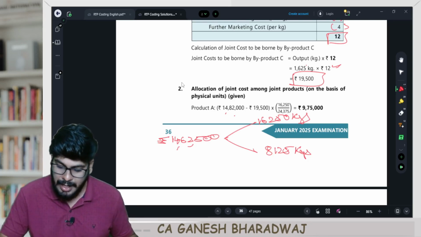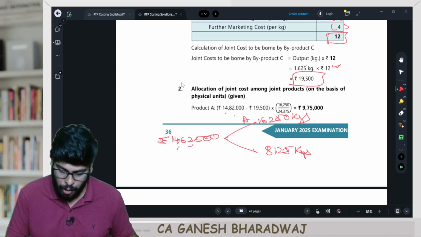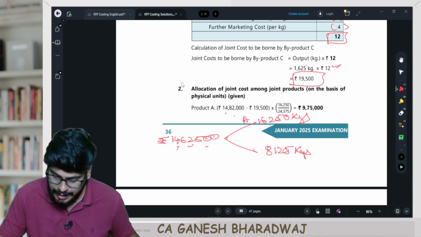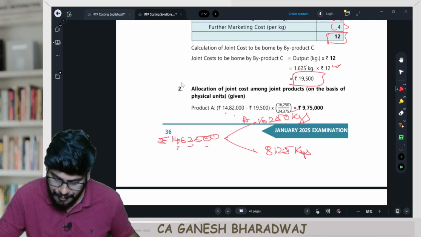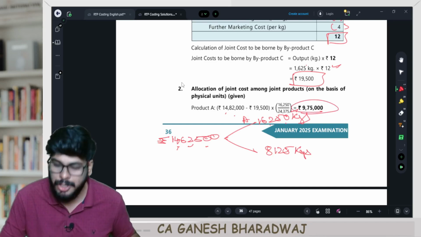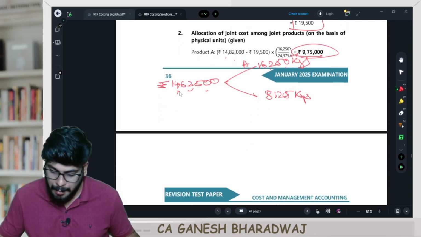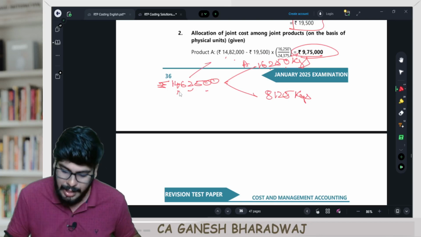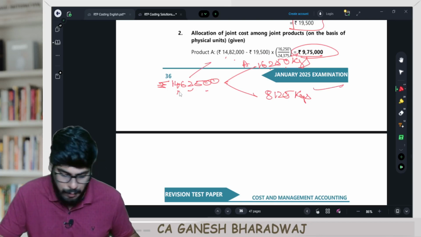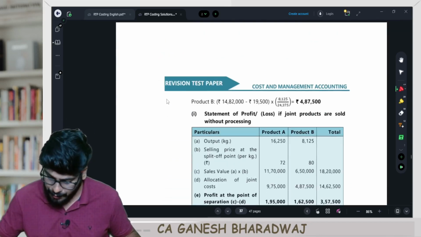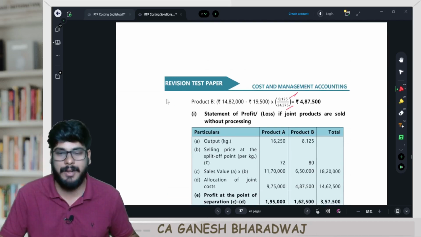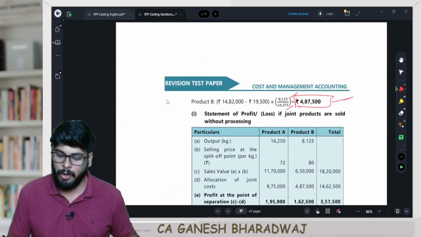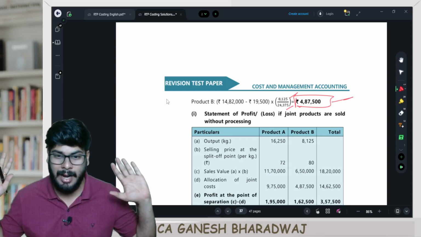So which means A's share of cost is going to be how much? 14,62,500 into 16,250 divided by 24,375, you get how much? Rupees 9,75,000. B's share is going to be how much? 14,62,500 into 8,125 divided by 24,375. That's what they have done. You get B's share of 4,87,500. Are you clear with this?